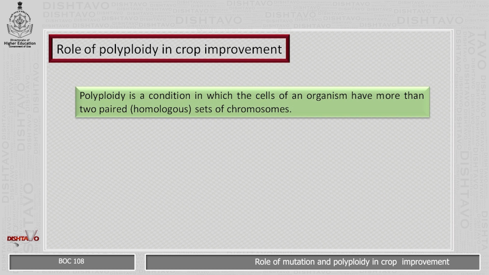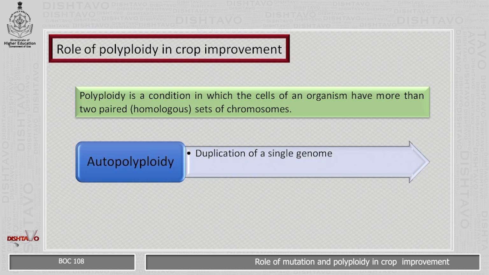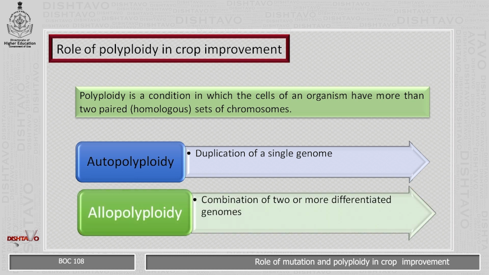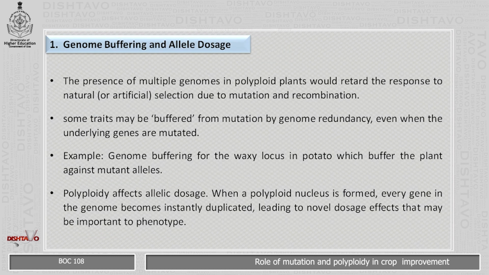Polyploidy is a condition in which cells of an organism have more than 2 paired homologous sets of chromosomes. There are 2 types: autopolyploidy, duplication of a single genome, and allopolyploidy, combination of 2 or more differentiated genomes. The first application, genome buffering and allele dosage.